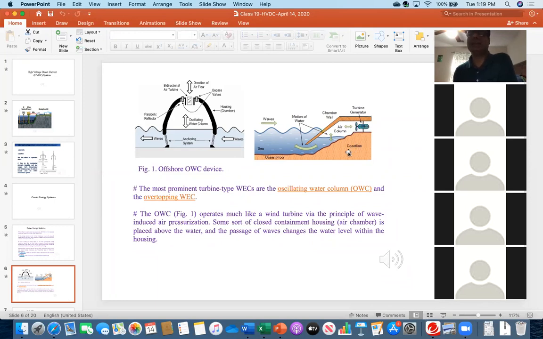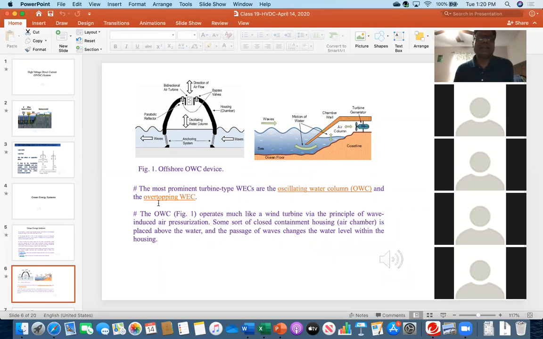And as you can see, this is like a coastline. Typically, these are located pretty much nearby the coastline. So everybody keep in mind, in this case there is already a housing or some sort of container or chamber, and there is some level of water. Once a wave is coming and hitting, entering that housing, the water column oscillates, goes up and down. Accordingly, the turbine moves, goes up and down, and that produces the electric power.